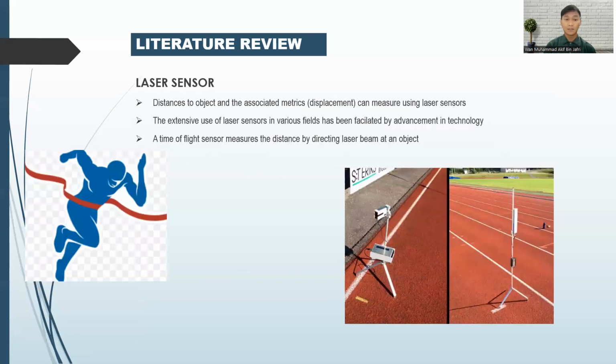And the next one for the literature review is for the laser sensor. Laser sensors use distance to an object, and the associated metric is especially for displacement in our timing gate system, as it can measure using a laser sensor. The extensive use of laser sensors in various fields has been facilitated by advancement in technology, and it also provides a low cost. For a time of flight sensor, it measures the distance by directing a laser beam at an object, and you get the time.